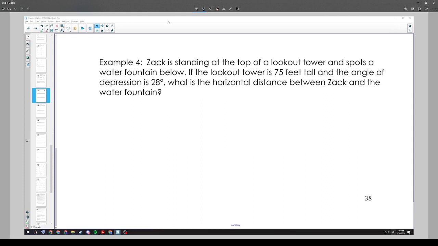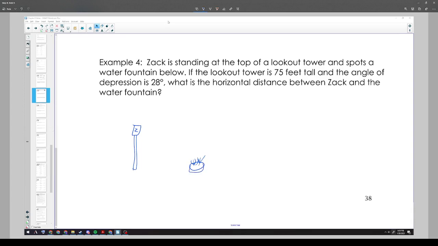So we have Zach standing at the top of a lookout tower. So we're going to go ahead and draw a nice little tower with a Zach in it. And it's tall, I assume. Towers are tall. Okay, tower, perfect, beautiful artwork. He spots a water fountain below. So here is a water fountain, spraying water.